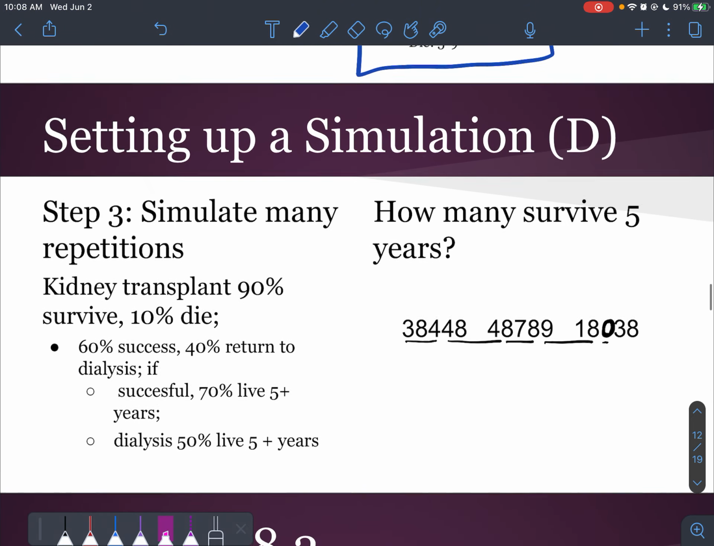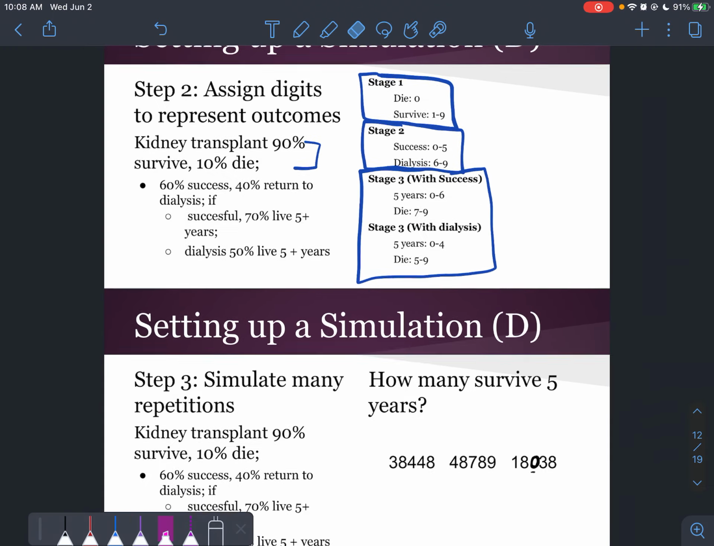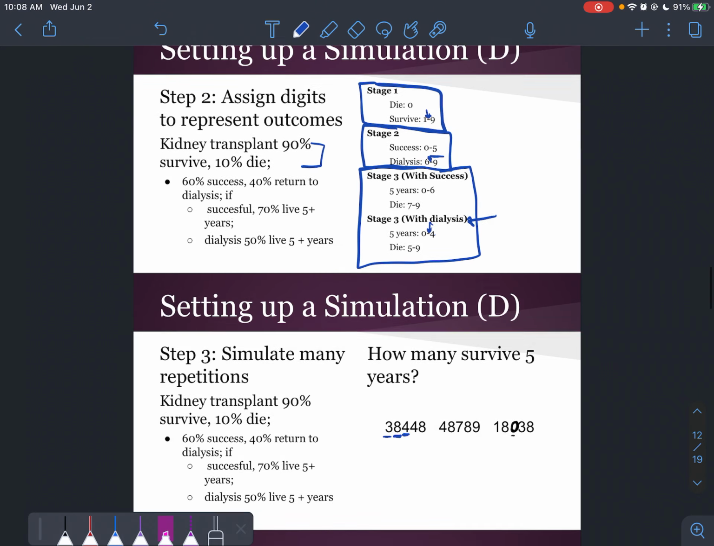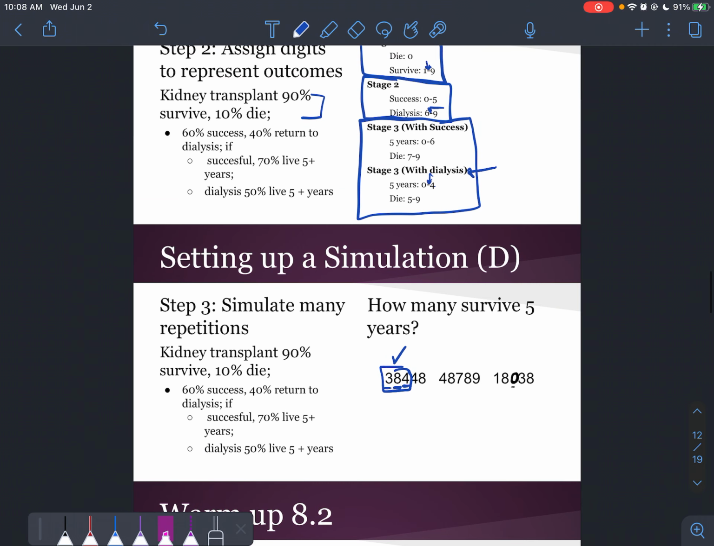Now let's simulate many repetitions. So what we're going to do is we're going to follow along here, and we're going to look at many repetitions here. So I'm going to keep this one up there, just so we can reference it. So my first one is a number 3 in stage 1. A 3 survives, so we're going to move on to stage 2 with an 8. An 8 puts me in dialysis, so I'm going to go down here to dialysis, and then a 4 says, okay, I survived 5+ years. So my first trial, my first 3 was a success.